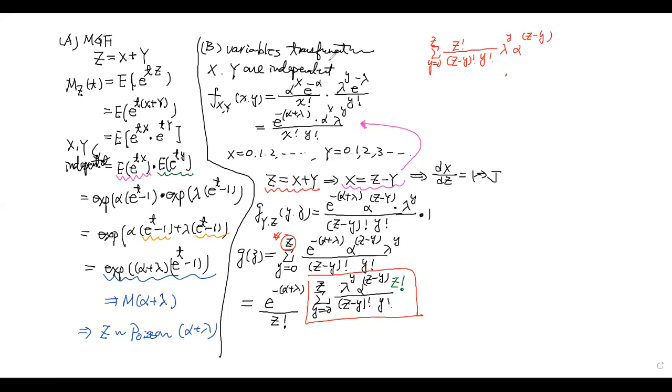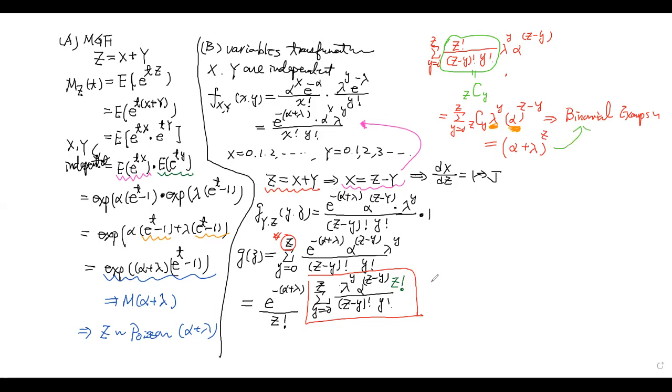Okay, if you take a look, what is this here? This is just the combination, z choose y, right? So this will change to the summation y from 0 to z, C(z, y), lambda to the y, and alpha to the z minus y. So what is this? This is the binomial expansion. So what is this going to become? It will become alpha plus lambda to the what? To the z power, right? This is what we call the binomial expansion.